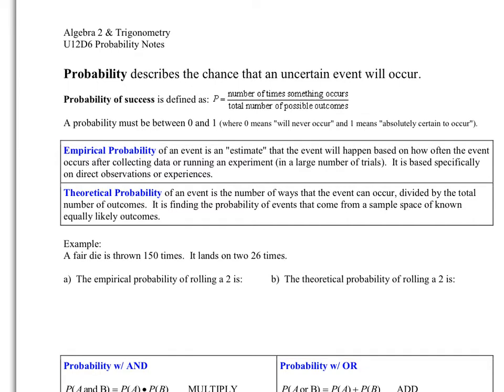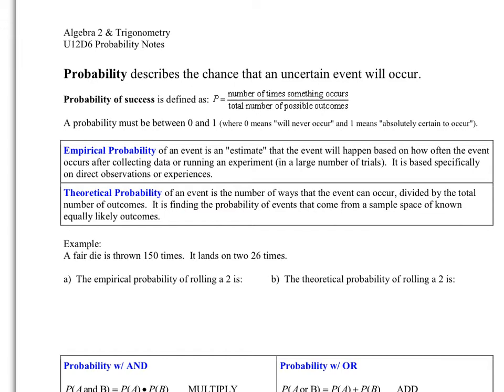Probability is defined as the number of times something occurs divided by the total number of possible outcomes. Probability is going to be a ratio, a fraction, a division problem. A probability exists between 0 and 1, where 0 means that an event will never occur, and 1 means an event will absolutely, certainly occur. A probability will never be over 1. A probability will never be a negative number.